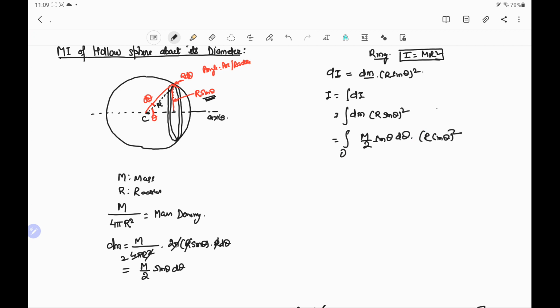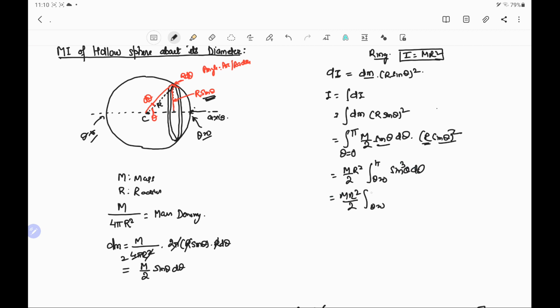Variable is theta, so we have to put the limits of theta. Theta will be taken from 0, this is the theta equal to 0 position, up to pi, theta equal to pi position. So it will cover the whole portion. So we will put theta equal to 0 to pi. Constant terms will be taken out. M by 2 is taken out, and from here r square will be taken out. Remaining is integral theta equal to 0 to pi, sine theta and sine square theta, this is sine cube theta d theta. It is equal to m r square by 2.